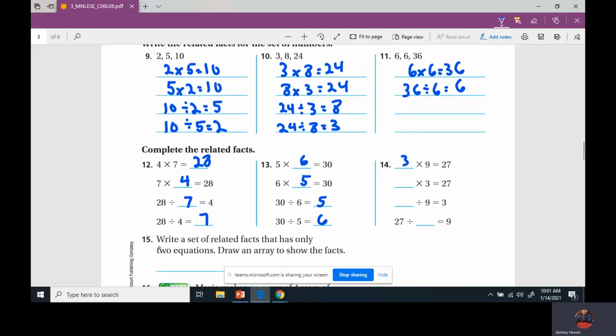So 3 times 9 is 27. 9 times 3 is 27. 27 divided by 9 is 3. 27 divided by 3 equals 9.